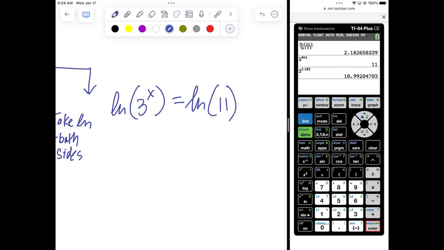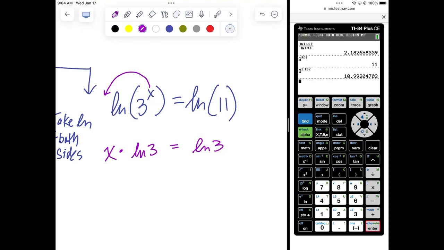Now, what becomes of the left-hand side? Is the natural log of 3 to the x just x anymore? No, because I have base e and base 3, and those don't undo each other. But I can use one of the properties of logs that says an exponent on the argument can go where? Out front. So that becomes x times the natural log of 3. And now the natural log of 3 is just a number. So what would I do if I wanted to solve for x and it's times the number? I would divide both sides.